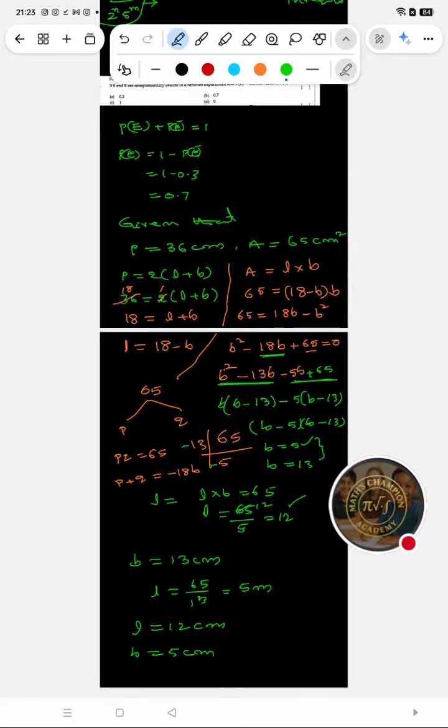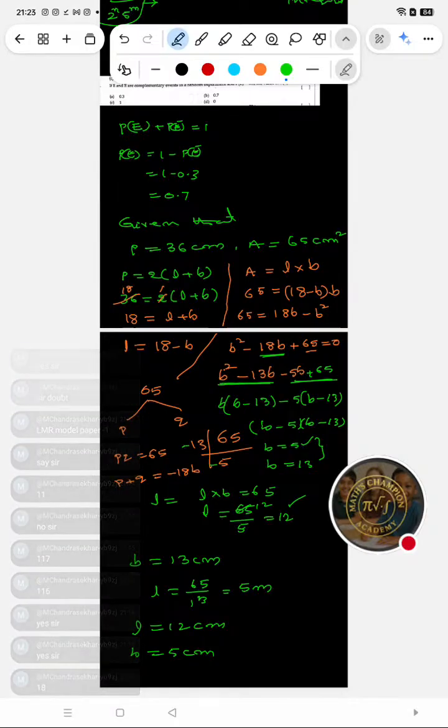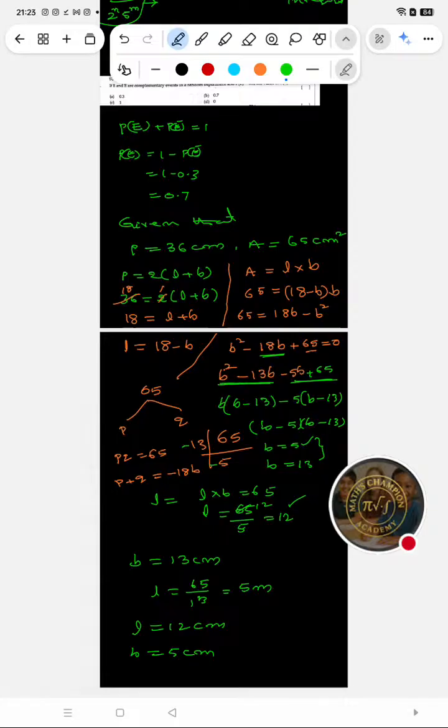Next, in that model paper, two dice are rolled simultaneously and the sum of the numbers appearing on them is noted. Find the probability of getting 11. It is a perfect square.